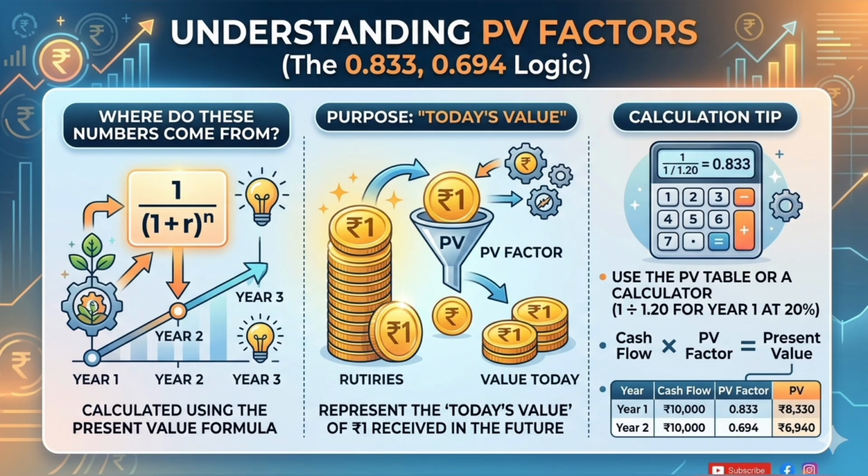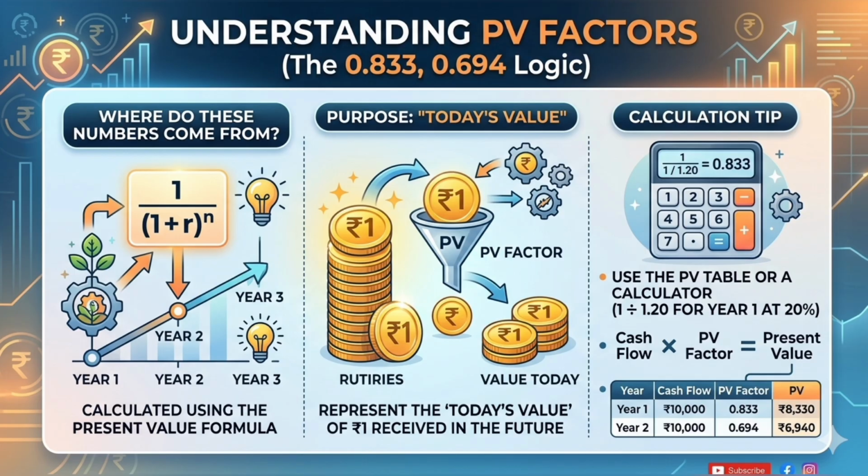Then for the second year, what will it be? 1 divided by (1 plus 0.20) all raised to square. So 1 by 1.44, that is 0.694. That means after 2 years at 20% discount, the present value of that 1 rupee reduced to 0.6944 paise. Like that, for the third year, if we calculate, we will get 0.5787 paise.